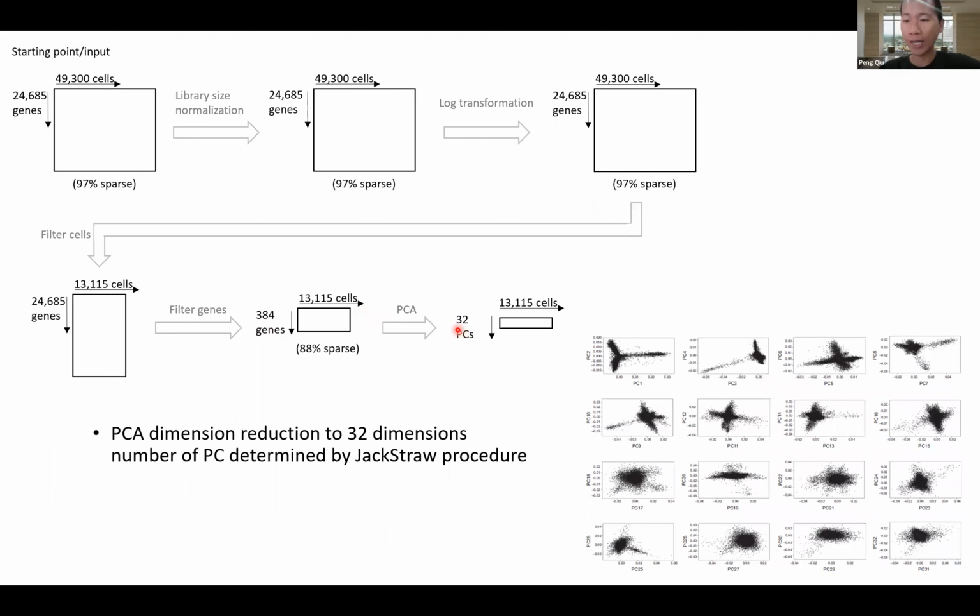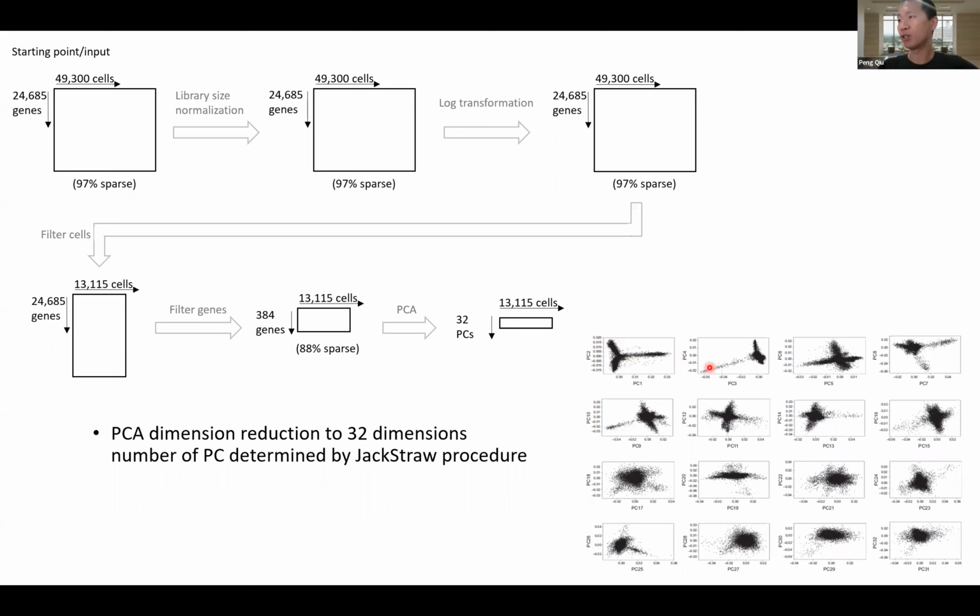Okay, so here on the right, what they showed was a scatter plot of PC1 versus PC2. Each dot is a cell. Okay, so here we see a clear pattern. It's not a hairball, right? It's not like a Gaussian distribution without any correlation structure, right?